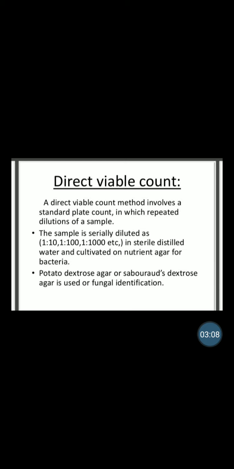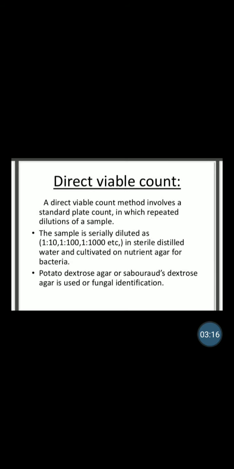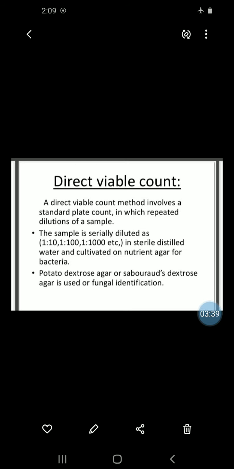Then from this, withdraw 1 ml of sample and dilute it up to 100 ml, that is 1:100. And for 1:1000, withdraw 1 ml of sample and dilute it up to 1000 ml, that is 1:1000. So these are the dilutions: 1:10, 1:100, 1:1000, and 1:10,000. These dilutions are carried out in sterile distilled water, and it is cultivated on nutrient agar for bacteria.